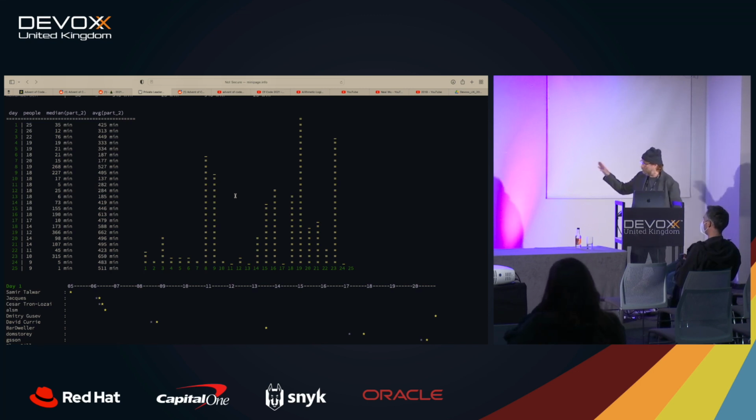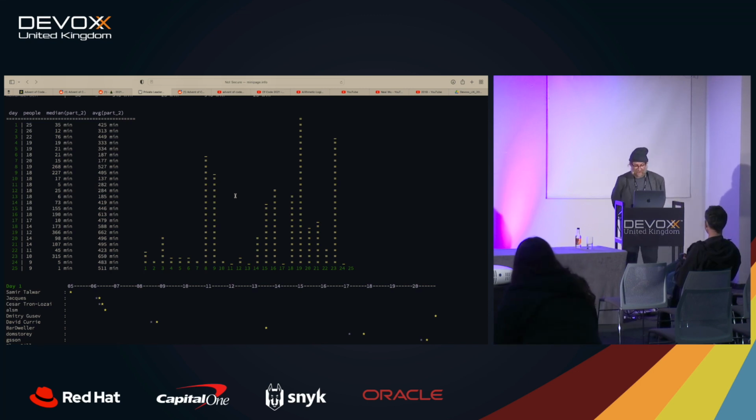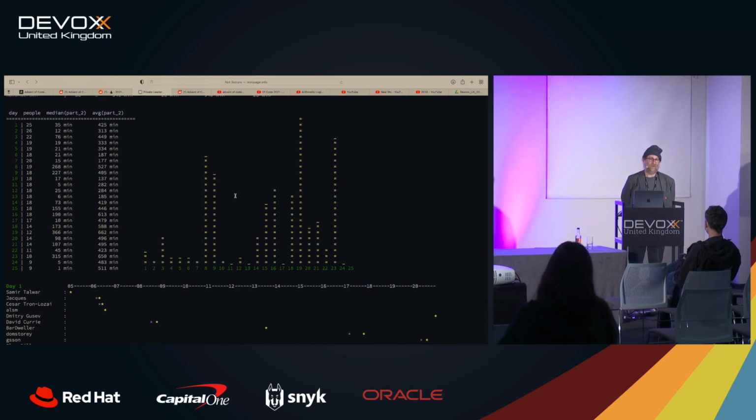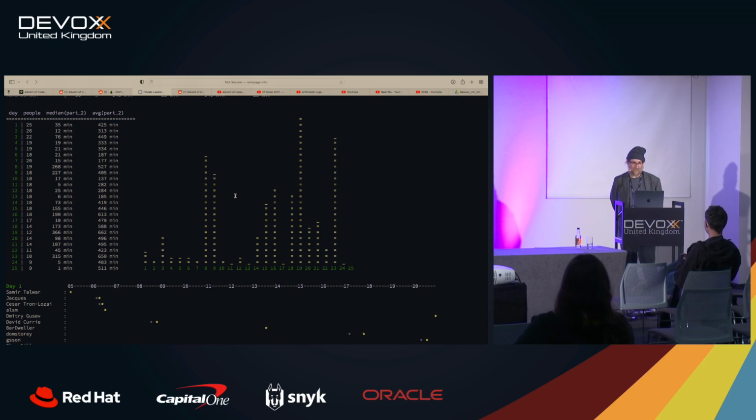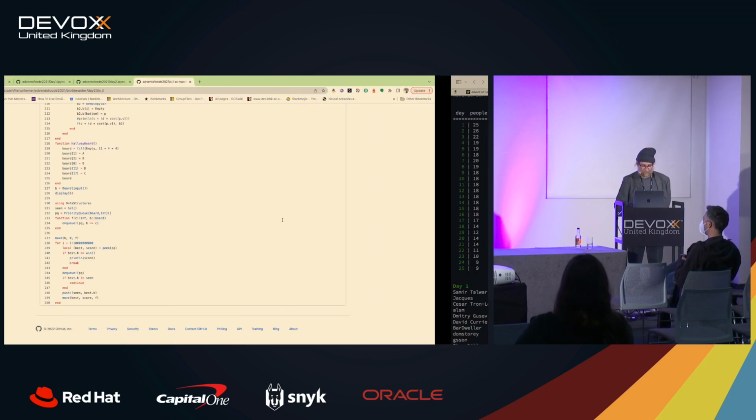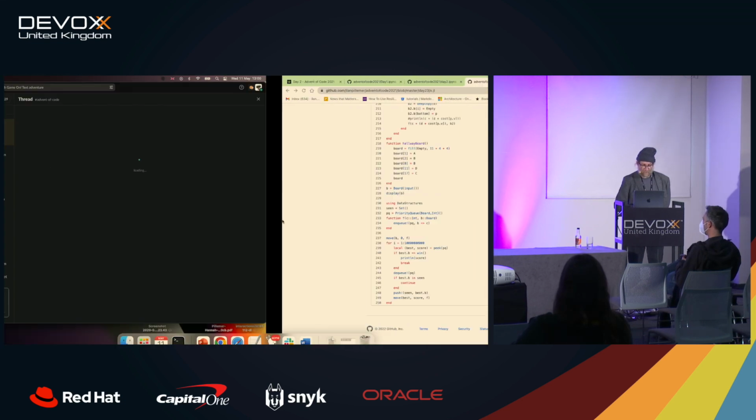Day 24 was reverse engineering assembler code to try to work out what the bug was. So very few people got past that, including me. I haven't done that one. Go back to the slides.